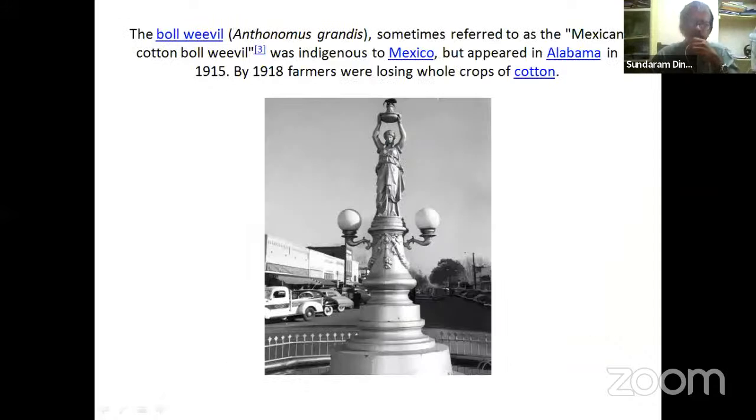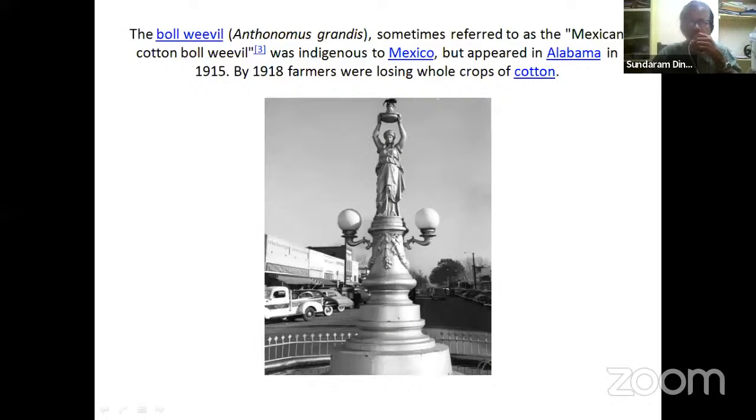And as I said previously, this is the weevil. The name was Anthonomus grandis. A woman is holding a weevil. On the top of the statue, you may be able to see that boll weevil. Weevils belong to the order Coleoptera. It has a projected snout. That is why it got the name weevil, the cotton boll weevil. It is often referred to as the Mexican cotton boll weevil.